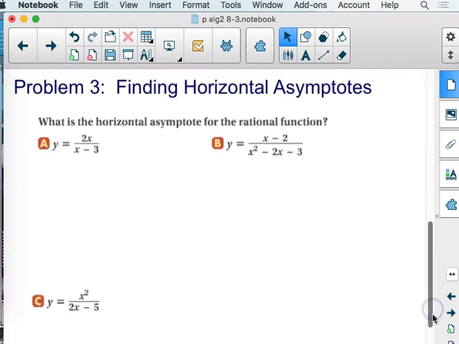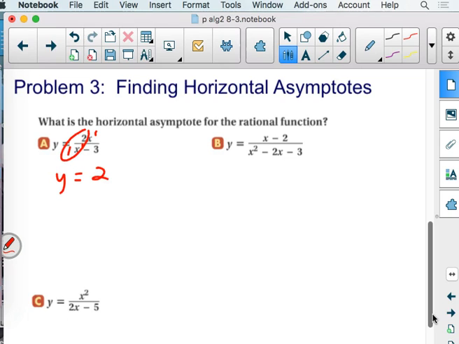Now, finding horizontal asymptotes. All based on degree. That's what it is. So I take a look at this and I see there's not a degree, which means it's a 1 for both of them. So they're the same, which means they have to do the funky fraction thing, but there's no number in front of the x. What is it? It is a 1. Y equals 2 is my horizontal asymptote.